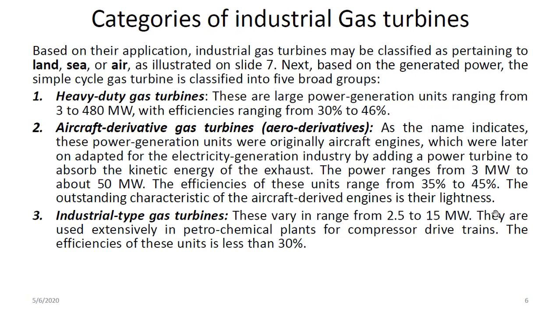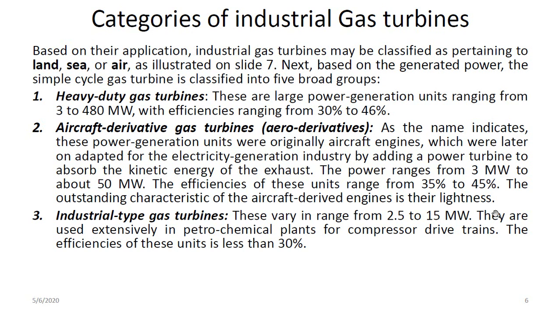All right, let's look at the categories of industrial gas turbine. As I earlier said, these can be classified as pertaining to land, sea, and air. And in the next slide, there is an illustration of the different classifications.